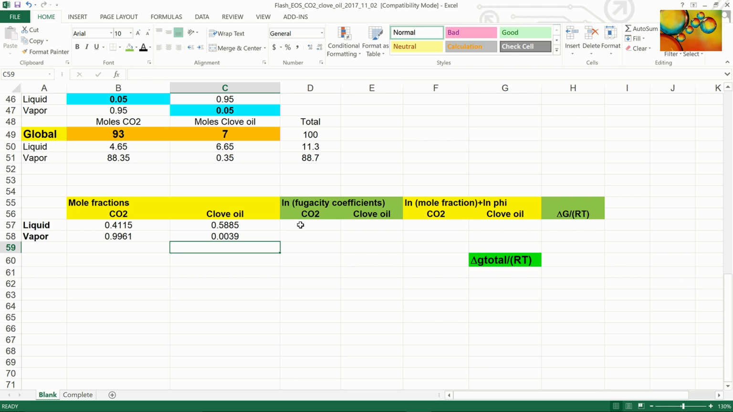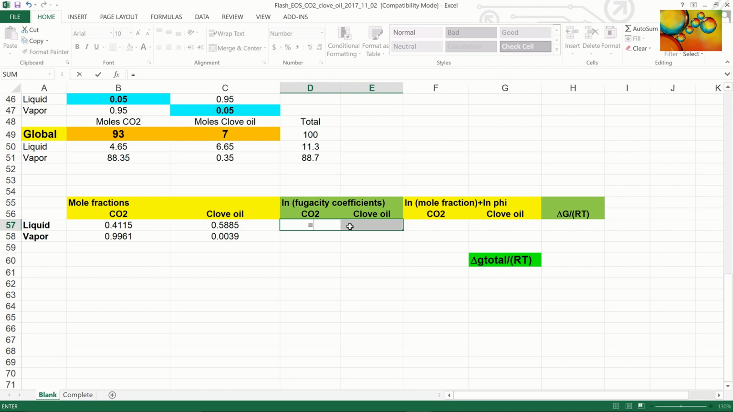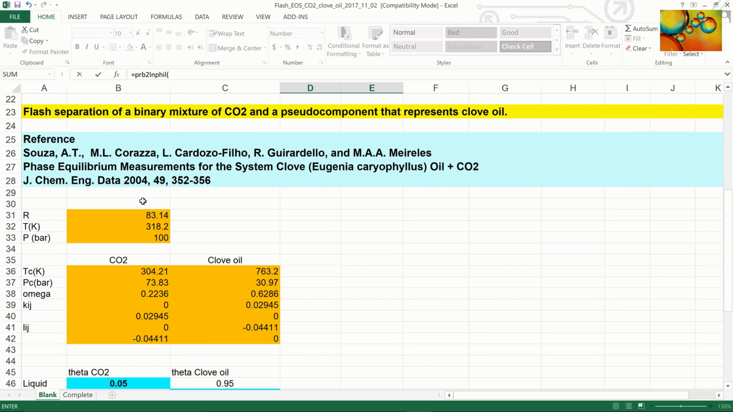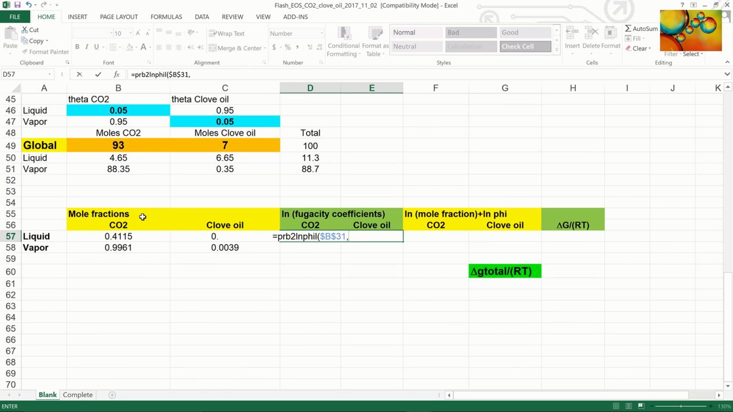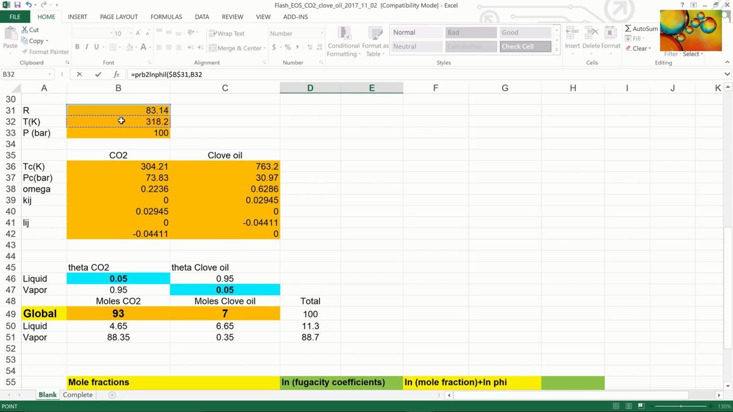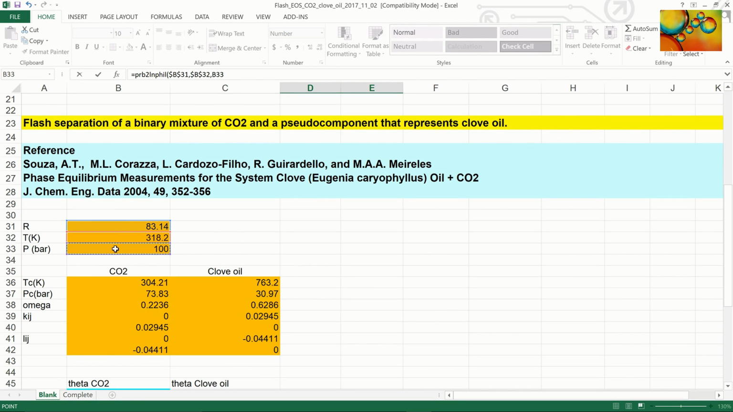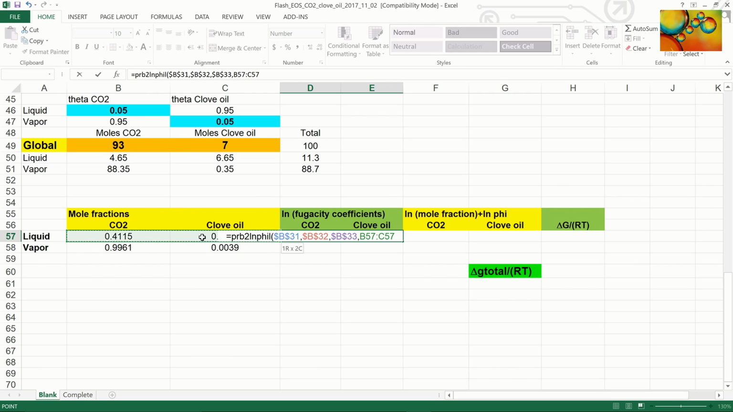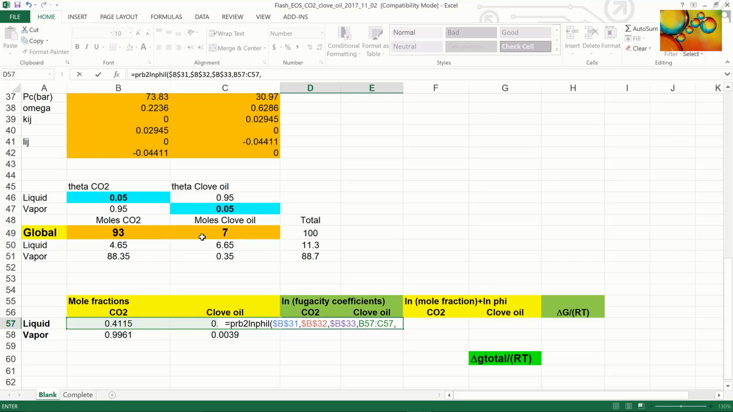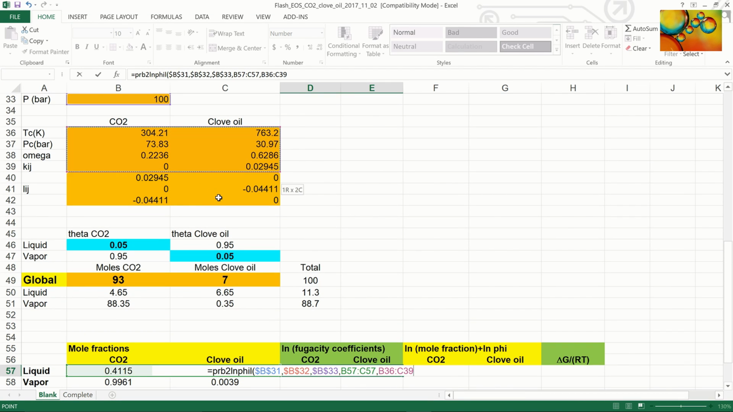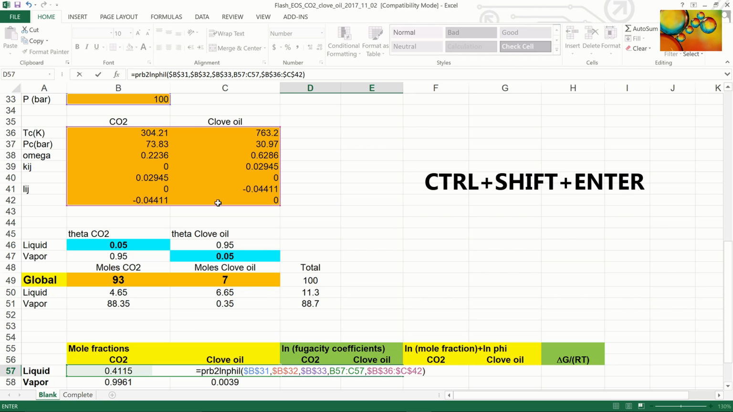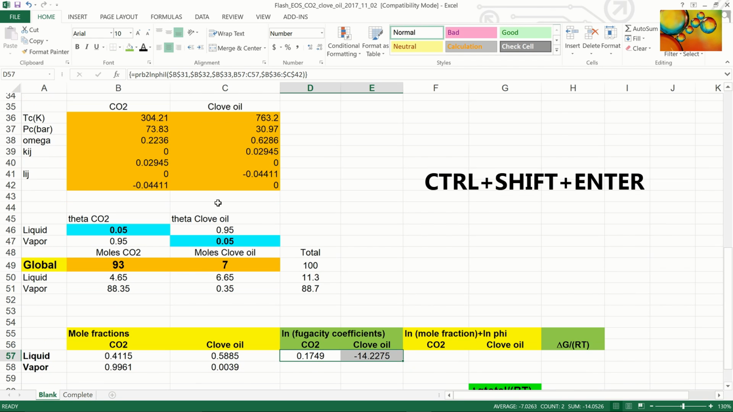Next, we are going to calculate the logarithm of the fugacity coefficients. And to do that, we are going to use a function called PRB2 ln phi L to indicate we are going for the properties of the liquid phase. The first argument this function takes is the value of the universal gas constant, which we lock with F4. Next, the temperature, also locked with F4. The pressure, locked with F4. The mole fractions. And the parameters that characterize the mixture, also locked with F4. We close the parentheses, and now we press Ctrl, Shift, Enter to get the logarithm of fugacity coefficients.